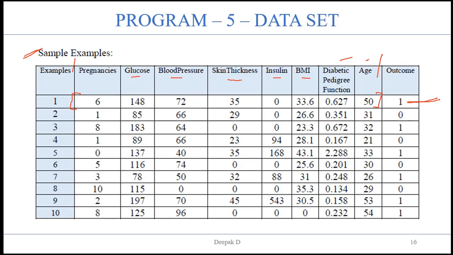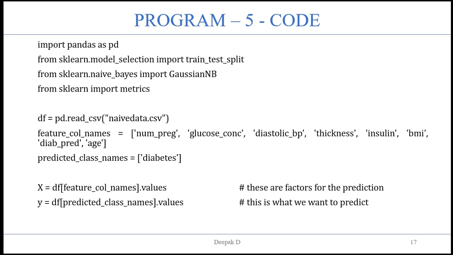By taking this data set, we try to identify the accuracy of the Naive Bayes classifier, and we try to predict for a given instance which class it belongs to, whether it is a diabetic instance or not a diabetic instance. There are 4 important steps in our program.